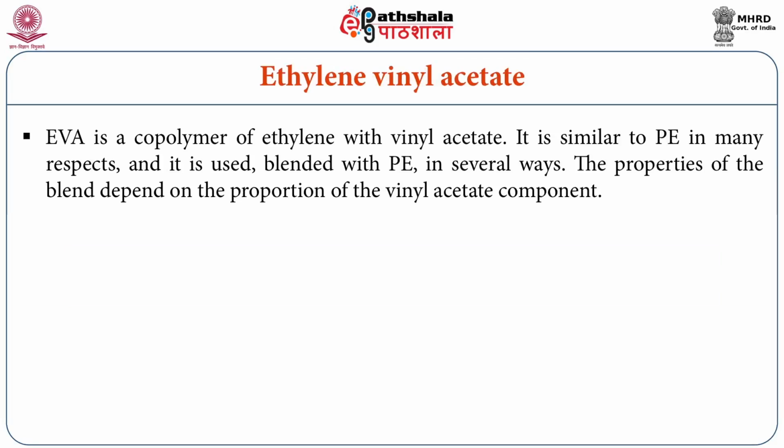Ethyl vinyl acetate or EVA. EVA is a copolymer of ethylene with vinyl acetate. It is similar to polyethylene in many respects, and it is used and blended with polyethylene in several ways. The properties of the blend depend on the proportion of vinyl acetate component.